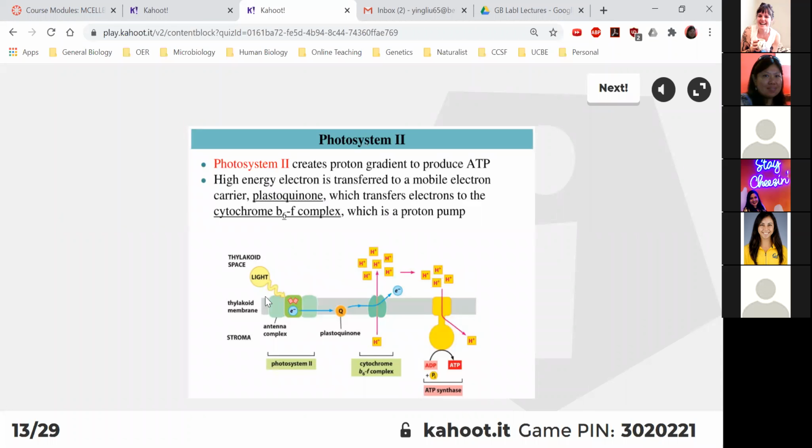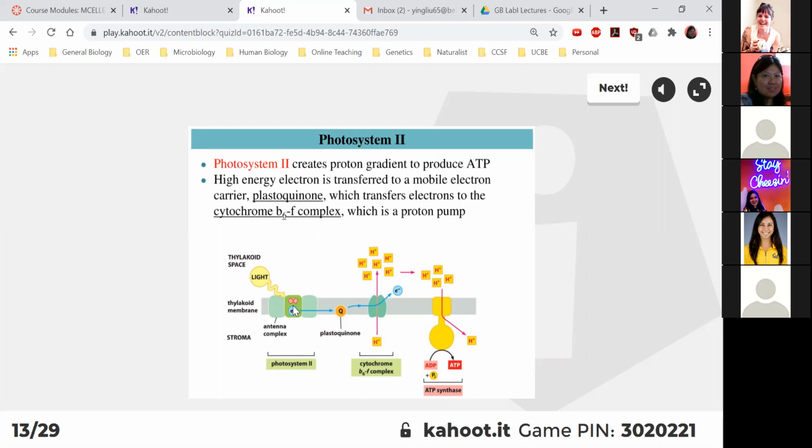So here's a closer look at what the two photosystems do. Photosystem 2, remember, is the first one over here. It has protein complexes called the antenna complex, and the pigments like chlorophyll A and the other pigments are embedded in these protein complexes. When light hits, a photon gets absorbed by the pigments. In the middle of the reaction center, there is a special pair of chlorophyll A. They literally are called the special pair.